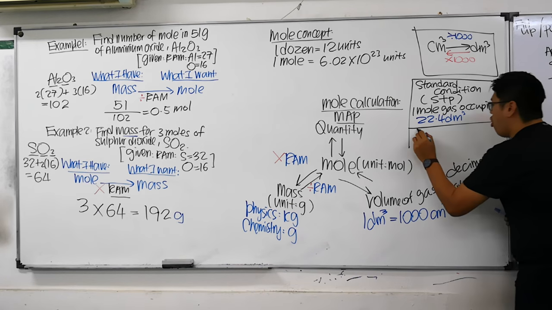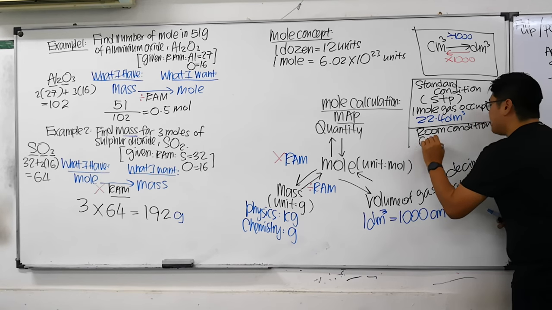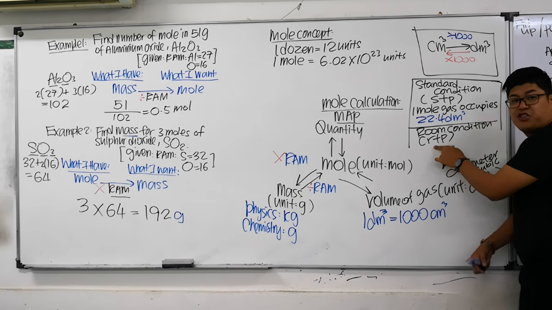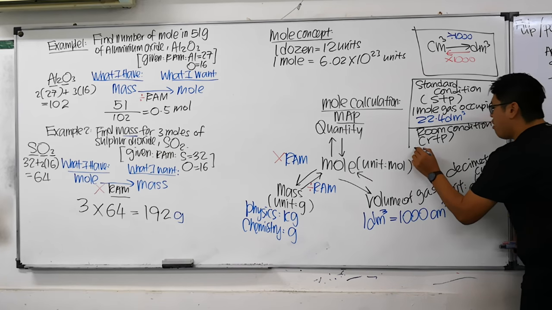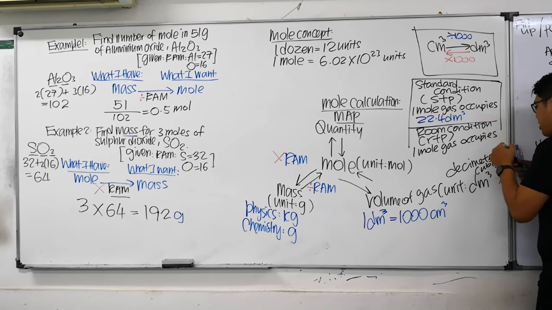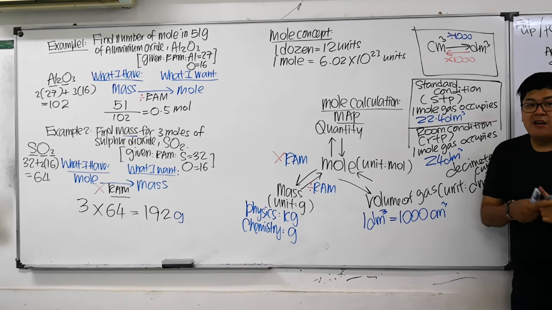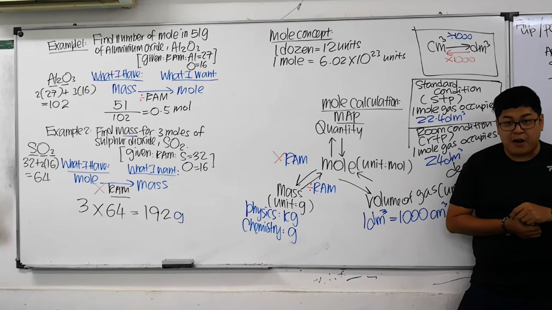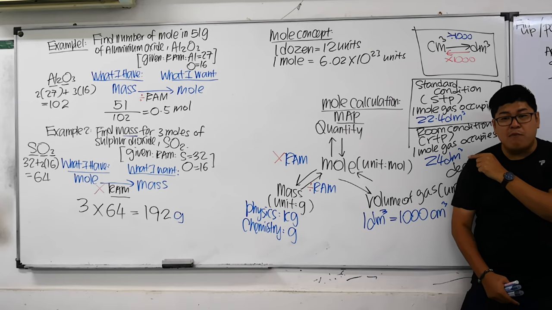The second one is called room condition. Room condition can also be written as RTP, room temperature pressure, which is called room condition. At room condition, every 1 mole of the gas occupies, magic number, 24 dm cube. Which means that at different conditions, the volume occupied by the gas is slightly different. Again, take my words, don't memorize the number. All these numbers, they will tell you.